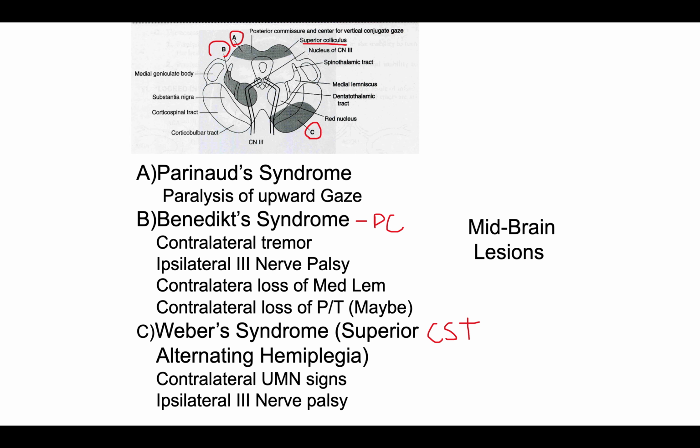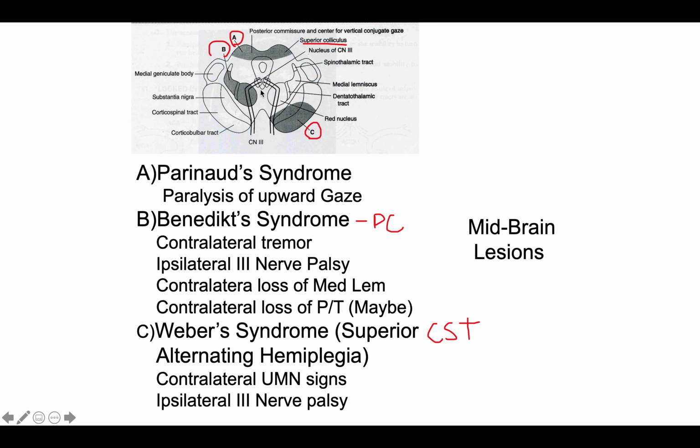The way I kind of remember it is Benedikt's is between, Parinaud's is in the posterior, and Weber's is in front. I don't have a really great way of remembering it. Just knowing that with Parinaud's, you lose the upward gaze, so you can't look up, because it's tackling your superior colliculus, which has a strong relationship with vision.